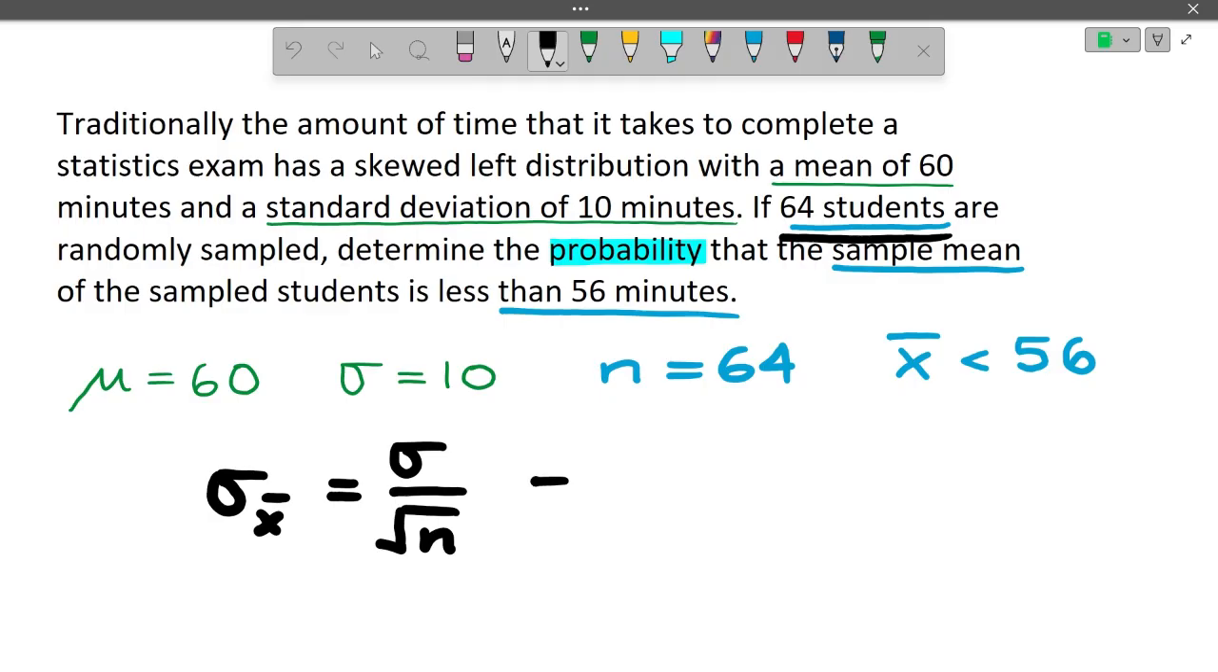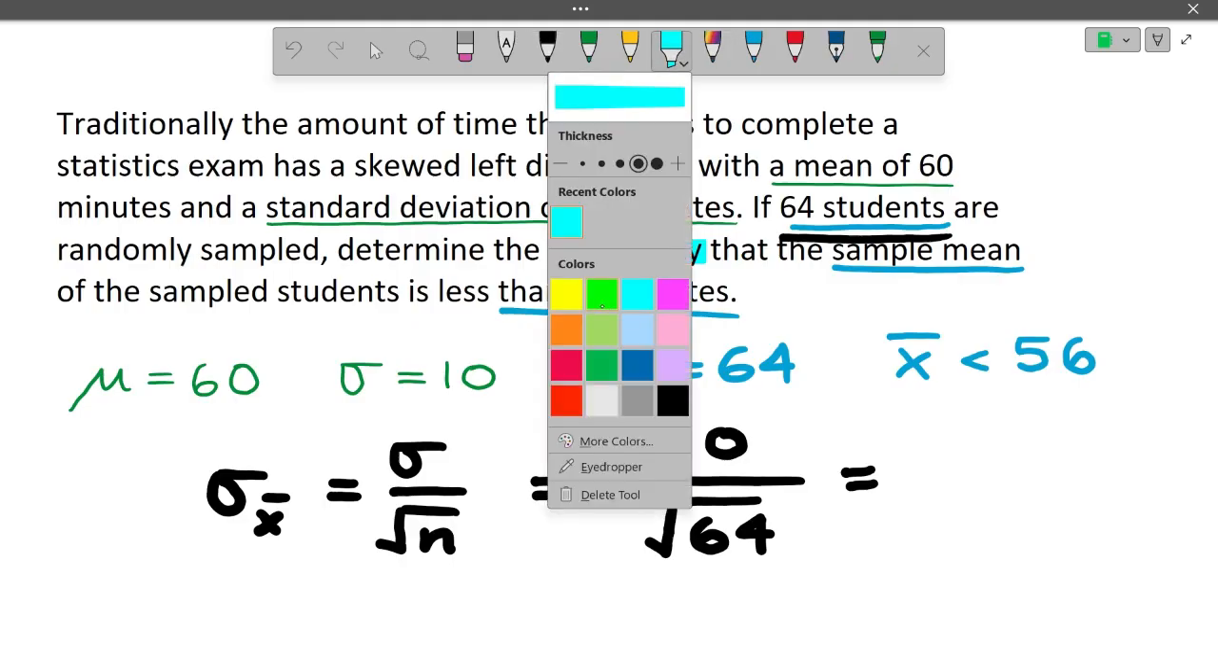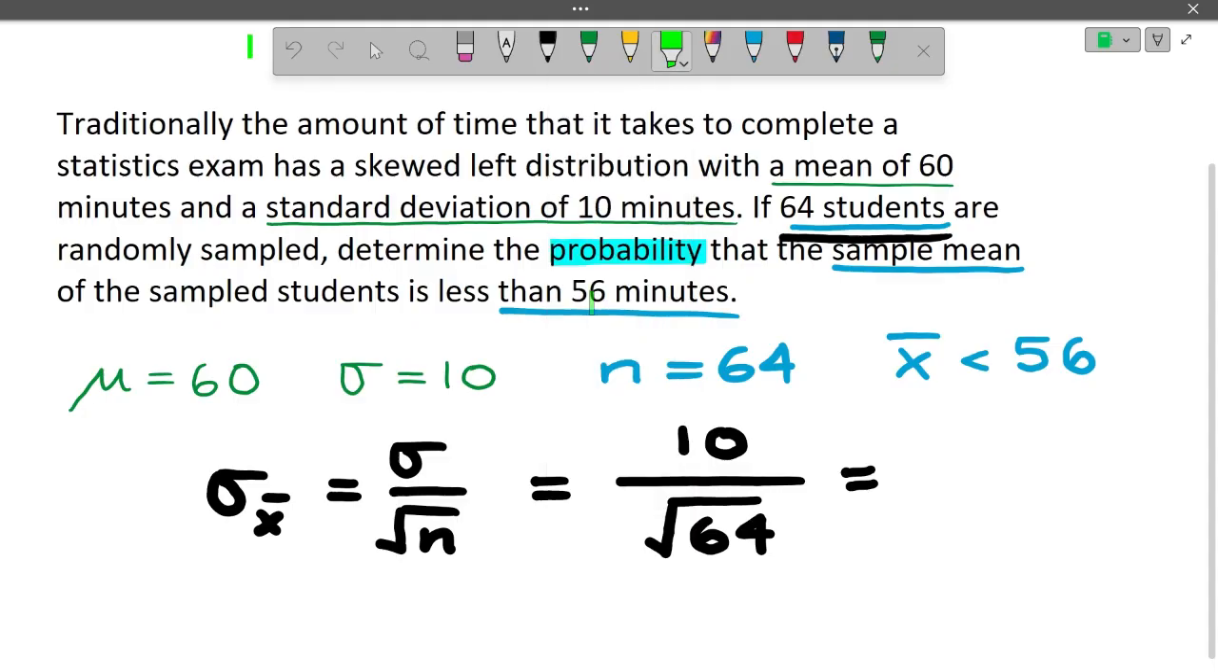So if you notice, we were given this information already in the problem. The population standard deviation is 10. That will occupy the numerator. And the sample size is under the square root, 64. So we want to determine what 10 divided by the square root of 64 is. So you can either do this with a handheld calculator. I found that Desmos is an excellent tool to use for some of these more complicated looking calculations.